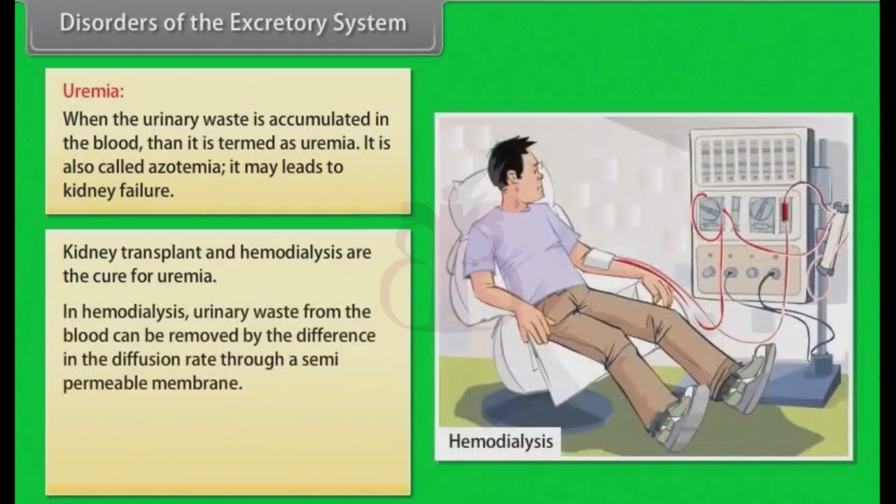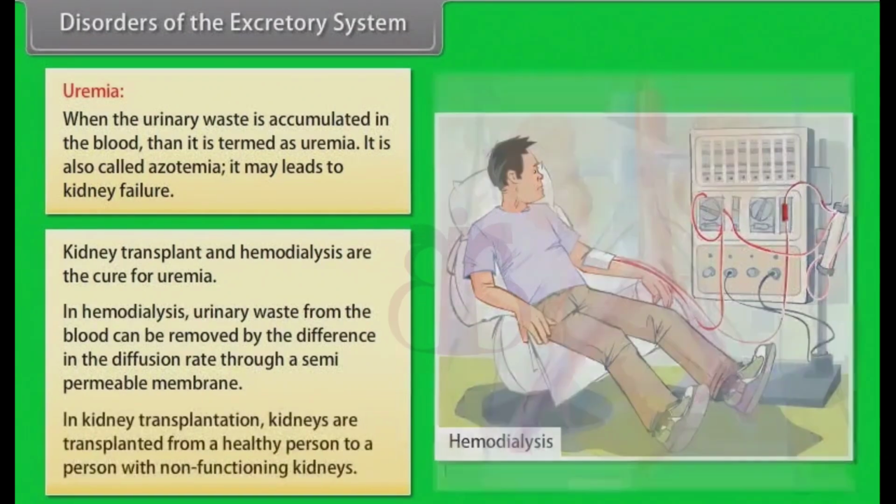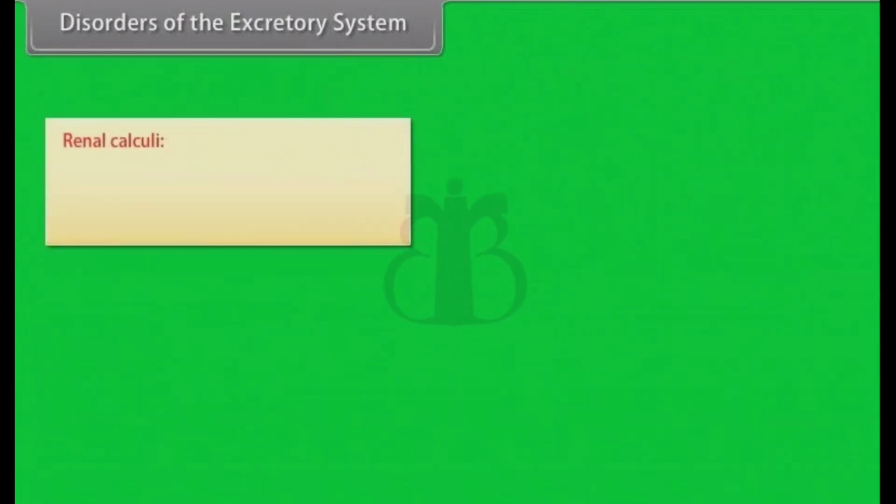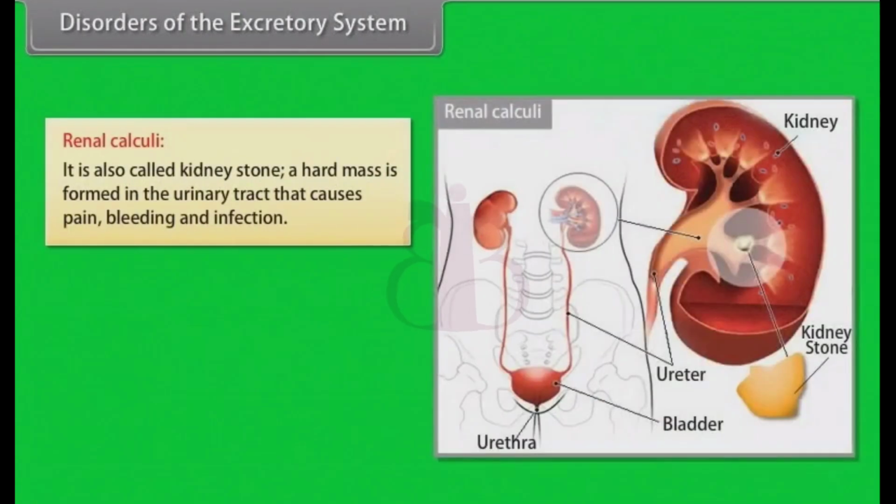In hemodialysis, urinary waste from the blood is removed by the difference in the diffusion rate through a semi-permeable membrane. In kidney transplantation, kidneys are transplanted from a healthy person to a person with non-functioning kidneys. Renal calculi. It is also called kidney stone. A hard mass is formed in the urinary tract that causes pain, bleeding and infection.